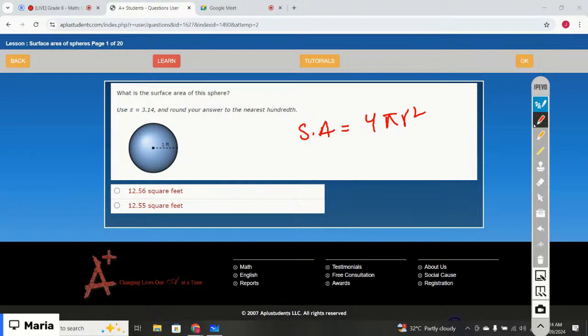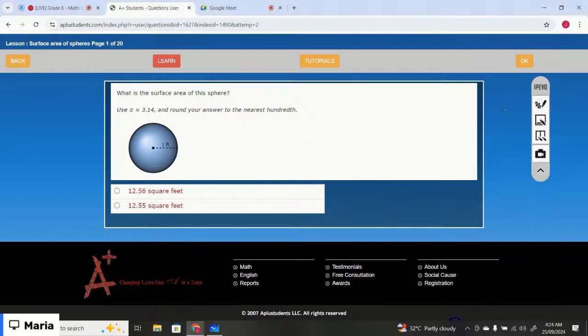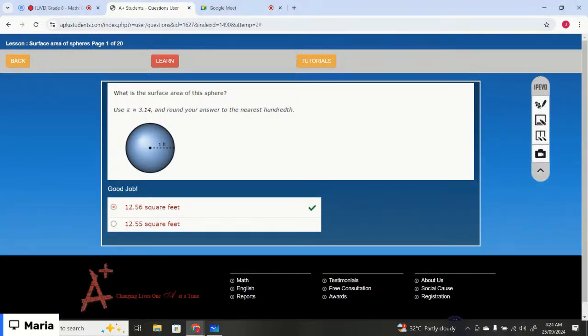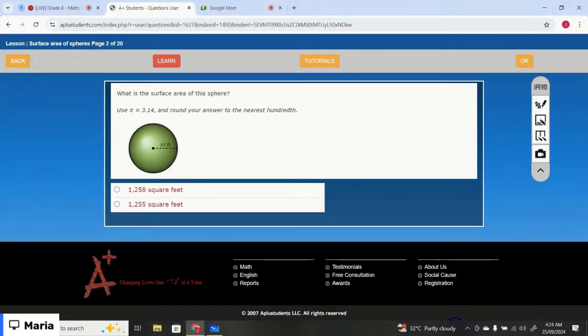That's the one we just did, isn't it? So the correct option is, you have to do 4 pi is 3.14, r is 1 square. The correct option is 12.56. Option number 1 is the correct option. I remembered the answer. That's the one we just did. What is the surface area of this sphere? So which is the correct option?